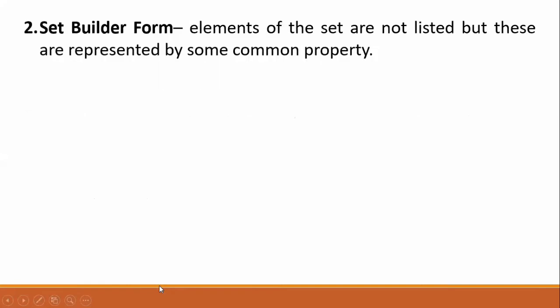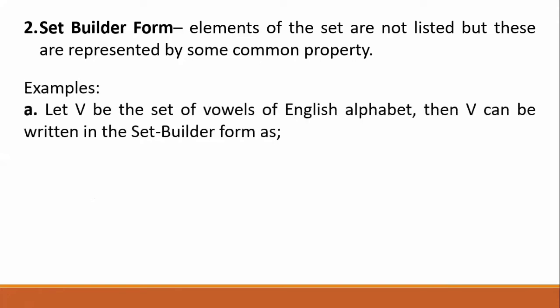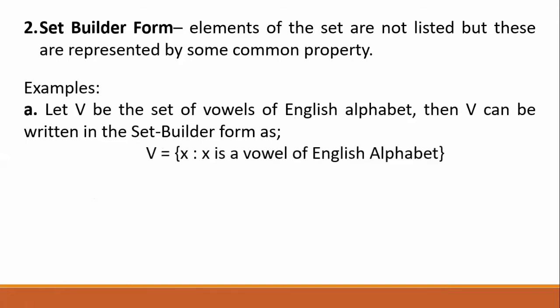Alright? We have here the second method, the set builder form. Elements of the set are not listed, but these are represented by some common property. Let's have an example. Let V be the set of vowels of the English alphabet. Actually, we have the same examples as in the previous method. Then V can be written in set builder form as V is equal to the set containing x such that x is a vowel of the English alphabet, and those are A, E, I, O, and U. So that is our x, these are the things inside x.